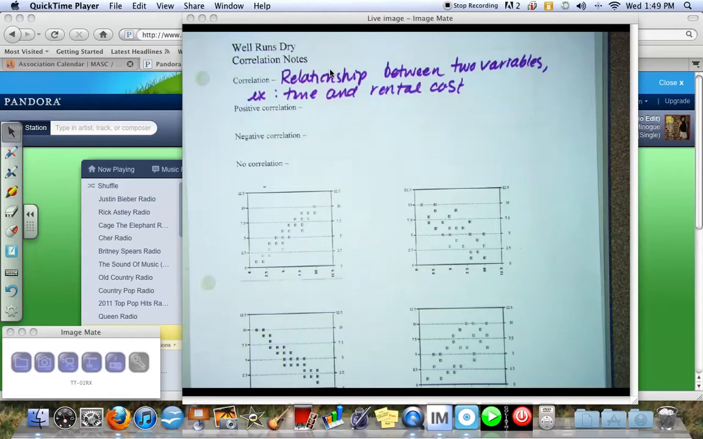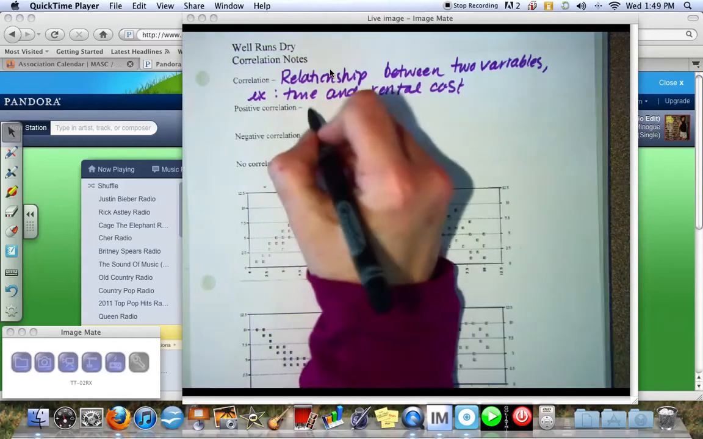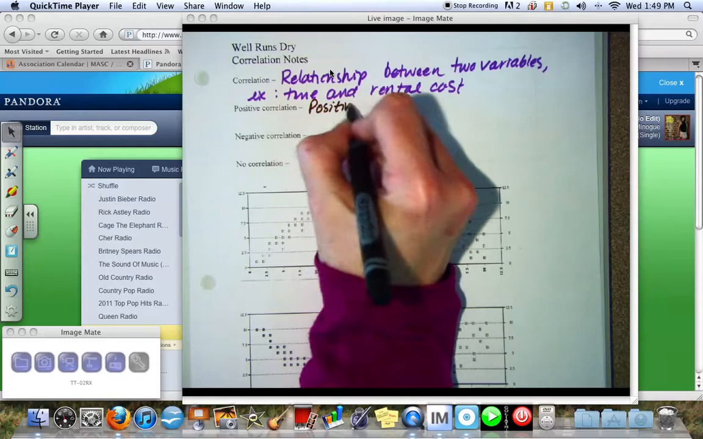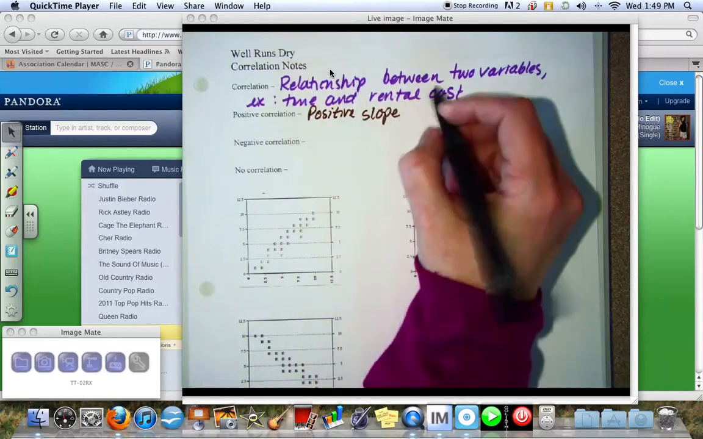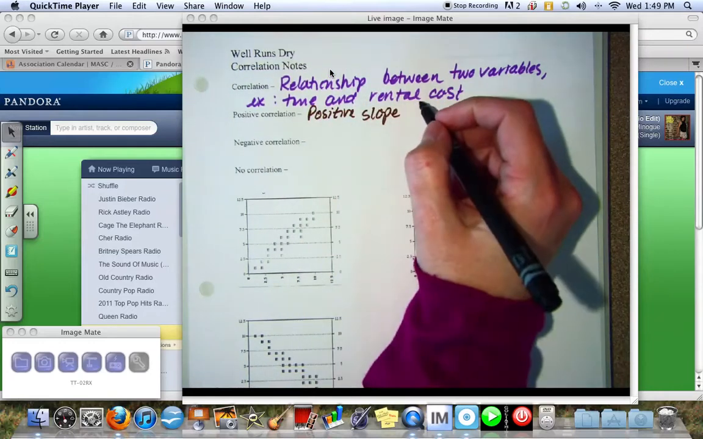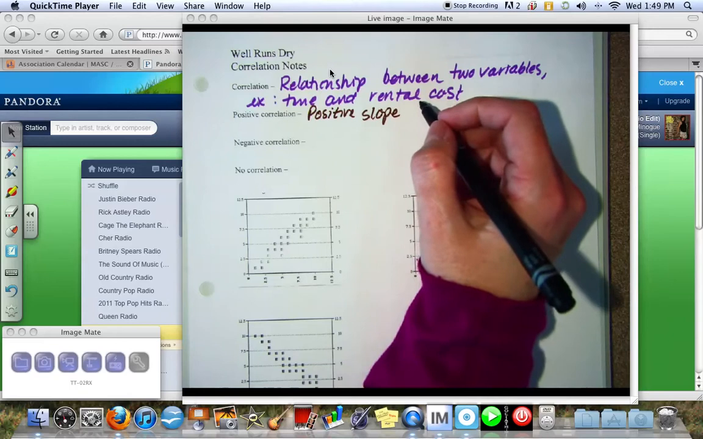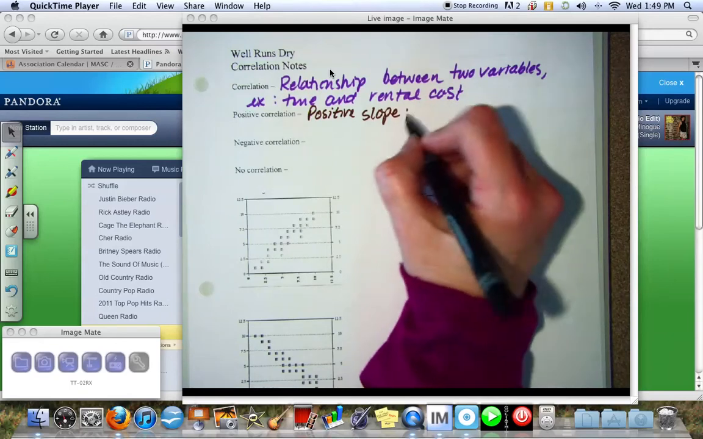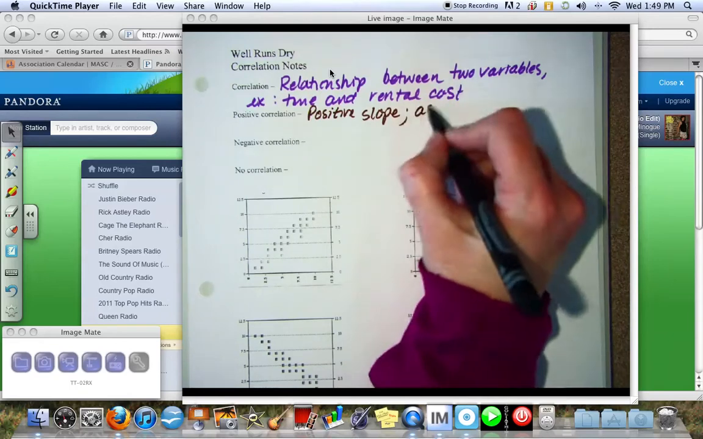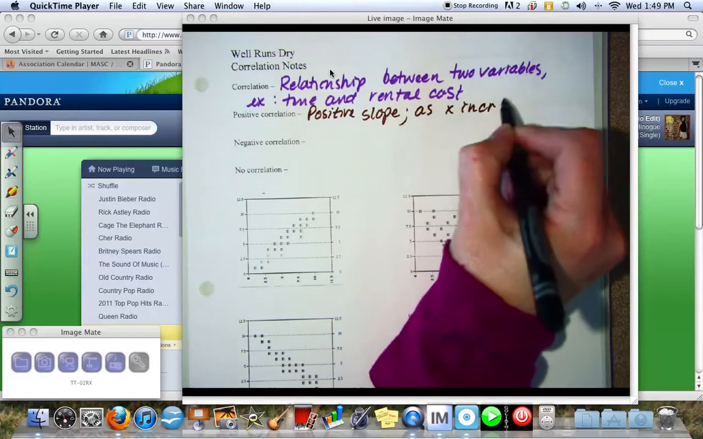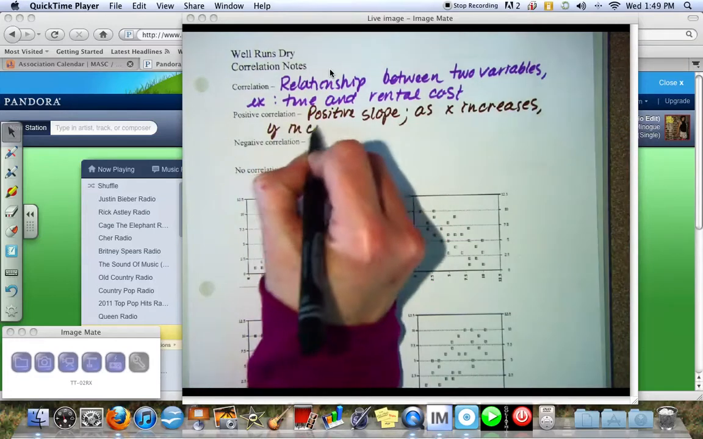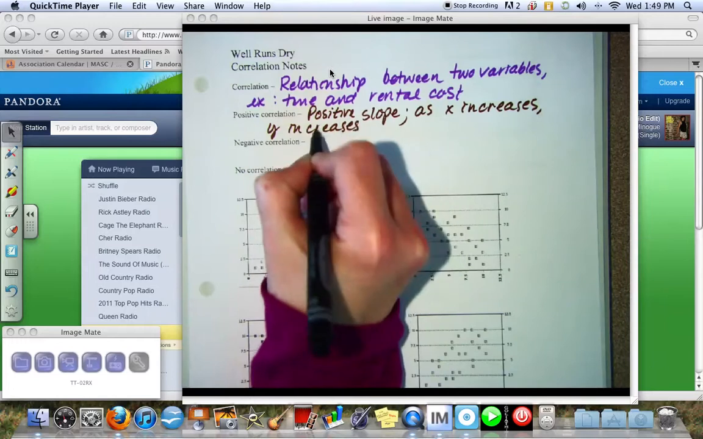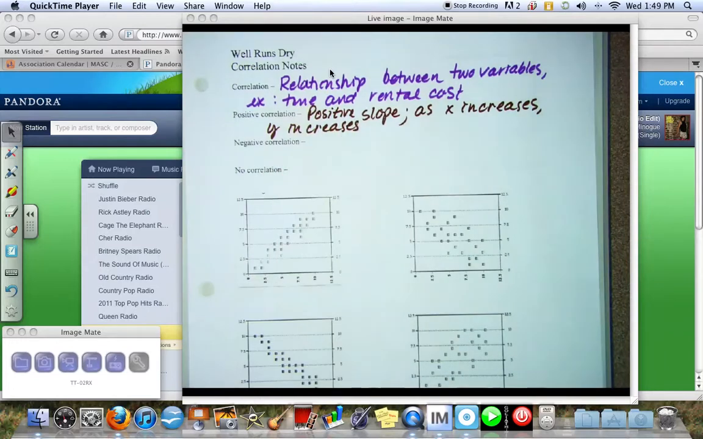So positive correlation. Positive slope. What that means is as x increases, y increases. So you notice that they both increase.